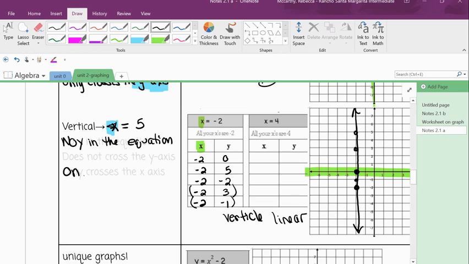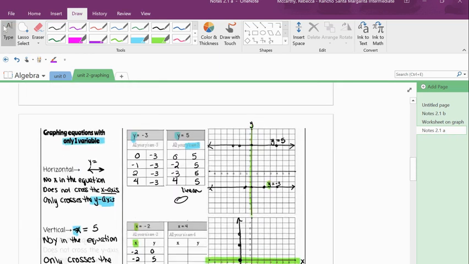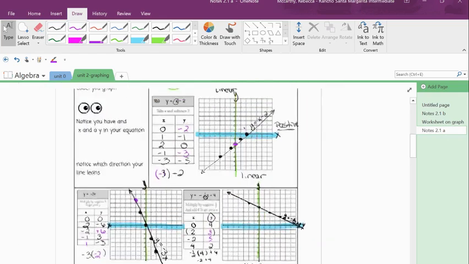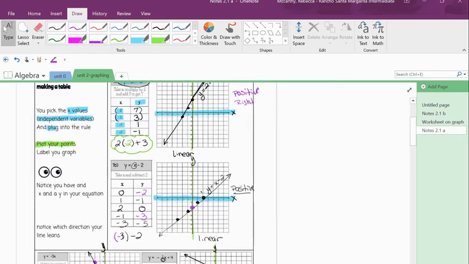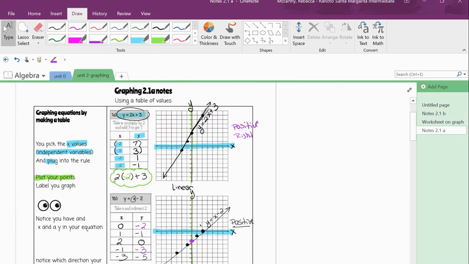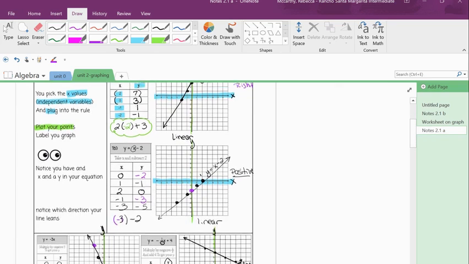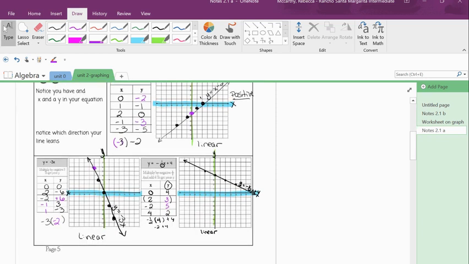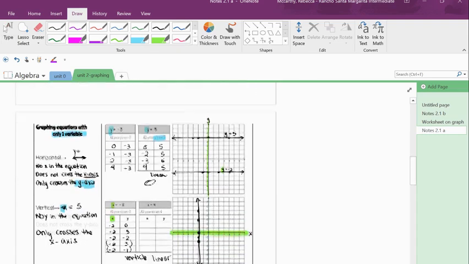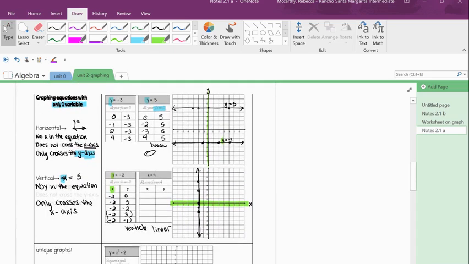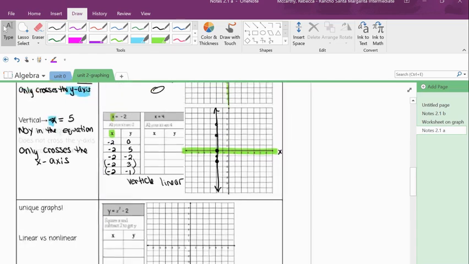It only crosses the x-axis. The ones that have an x and a y, notice that they were kind of slanted. They just slant differently. So these cross both axes, so they will be slanted. They will always be slanted since they have an x and a y. Versus these are not slanted. It's either up and down or horizontal.